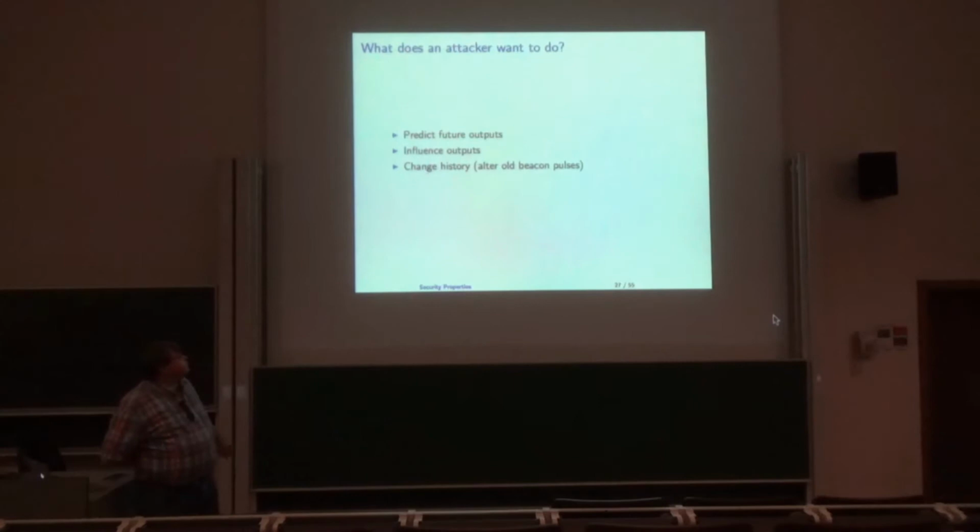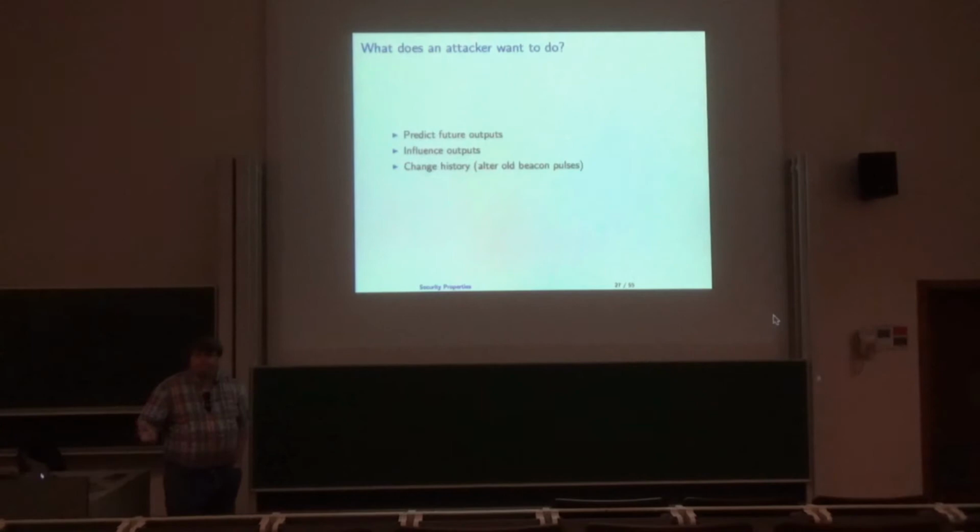He might want to predict future outputs. That is, he might want to know what the pulses are going to be long in advance. He might want to influence the outputs, which is even stronger than predicting, right? So you might want to say, I'm running this election and I already know which precincts I can cook and which ones I can't. So I need to force the beacon pulse at this time to be something that will not ever cause me to audit the places where I know I'm going to cook the books. An attacker also might want to change history, to alter the old beacon pulses, right?